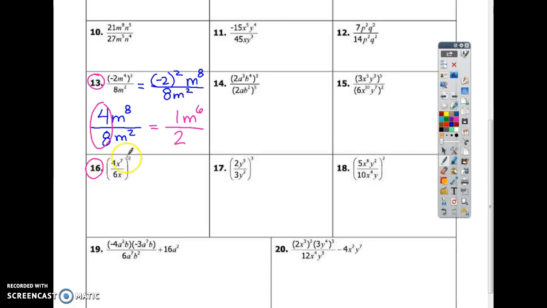Now it's telling you that the whole thing is to the power of 2. So that means the top is to the power of 2, the bottom is to the power of 2. So if I rewrite it, this is what it is. 4x to the 7th power to the power of 2 and 6x to the power of 2. Both of them are to the power of 2. So now you're going to do two things. You're going to have 4 to the power of 2, and you're going to have 6 to the power of 2.